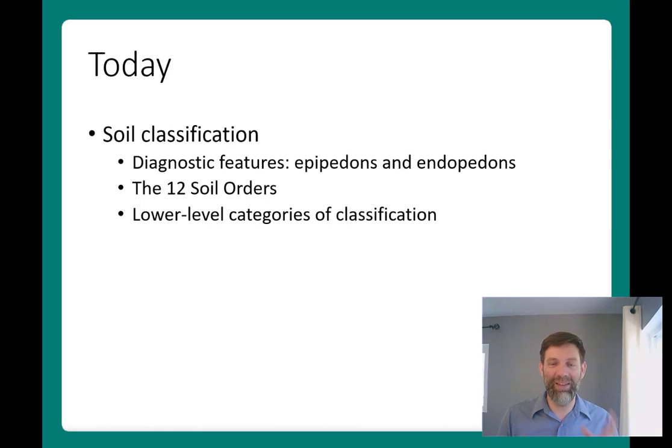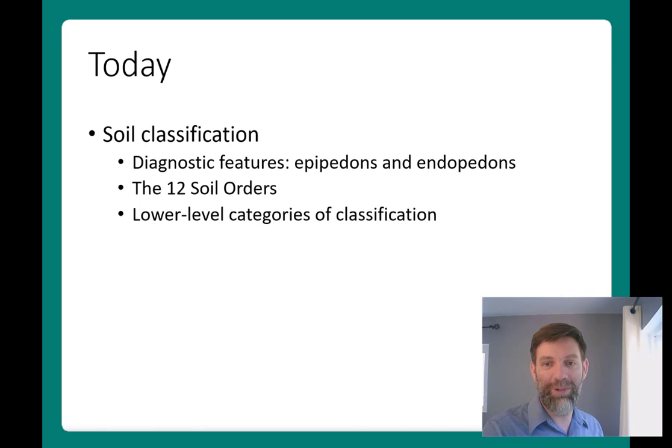These are things within the soil that we use to assign them to the category. Then we're going to talk about the categories. And in this class, we're going to just hit the very top level, the 12 soil orders. It's the broad groups. We'll talk a little then about some of the lower levels and how we narrow that down a little bit. But the ones I want you really familiar with are these 12 major groups of soils.